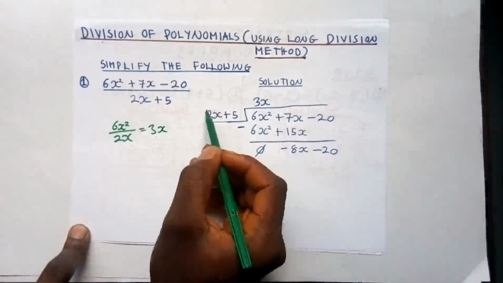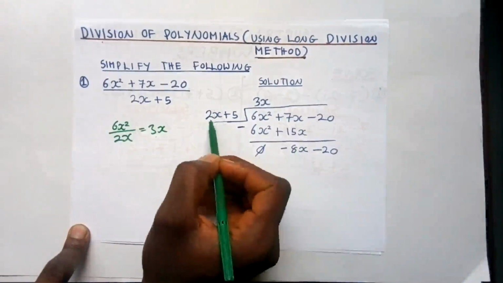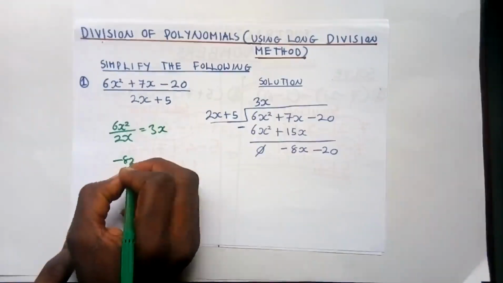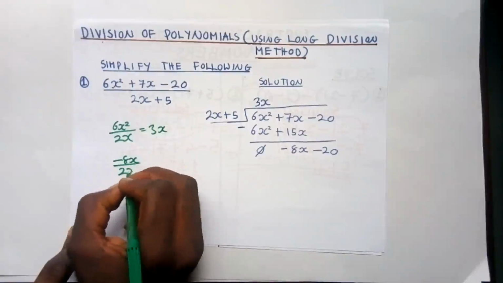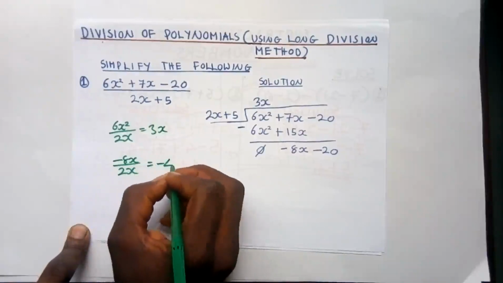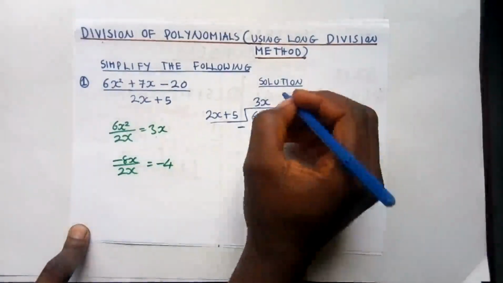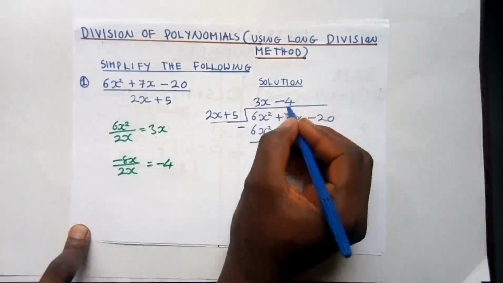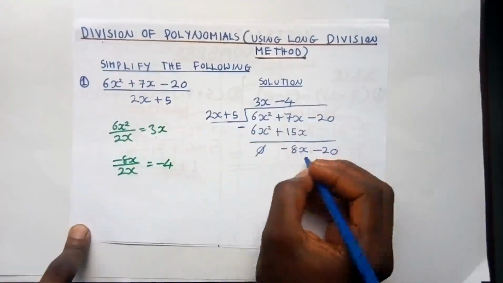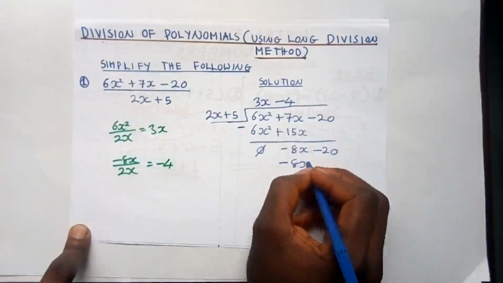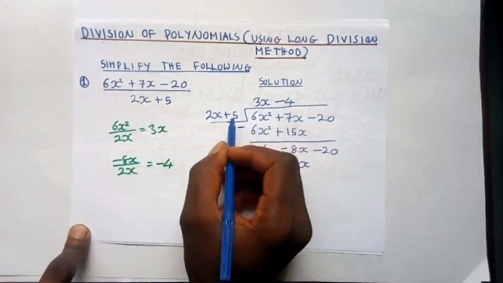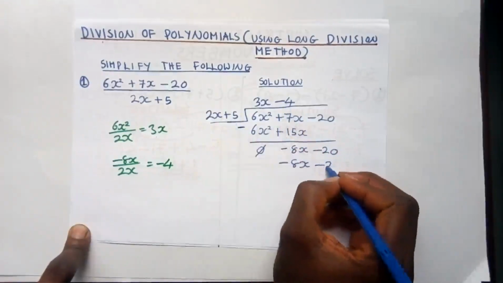Take this first term divided by this term. So minus 8x all over 2x, we have minus 4. So write minus 4 here. Minus 4 multiplied by 2x gives us minus 8x. And minus 4 multiplied by 5 gives us minus 20.